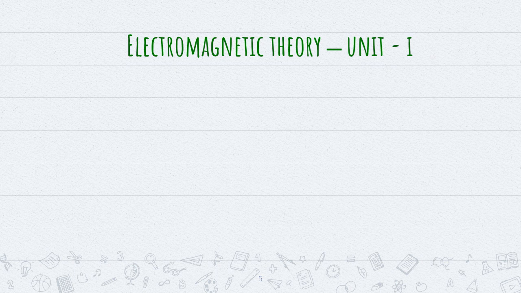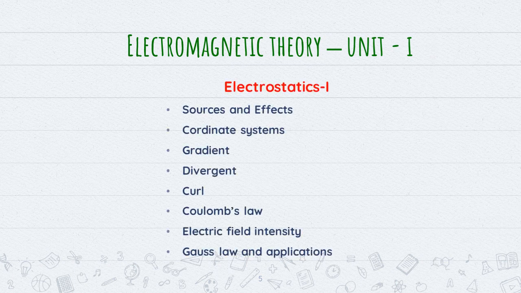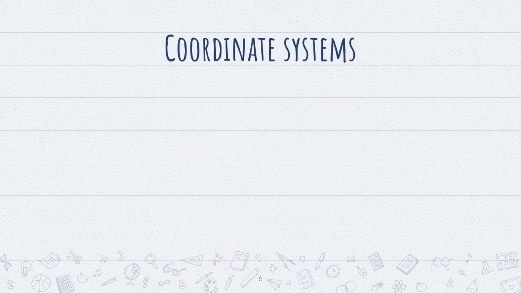In my previous video, I started Unit 1 and I discussed the entire syllabus of electromagnetic theory, and I started electrostatics 1, that is Unit 1, and I discussed the first topic of sources and effects of electromagnetic fields. Now in this video I am going to discuss the coordinate systems and one particular coordinate system in detail. Now let me discuss coordinate systems.